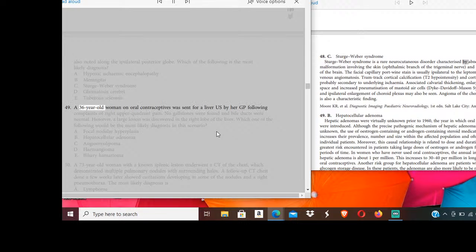49. A 36-year-old woman on oral contraceptives was sent for a liver US by her GP following complaints of right upper quadrant pain. No gallstones were found and bile ducts were normal. However, a large lesion was discovered in the right lobe of the liver. Which one of the following would be the most likely diagnosis in this scenario? A.